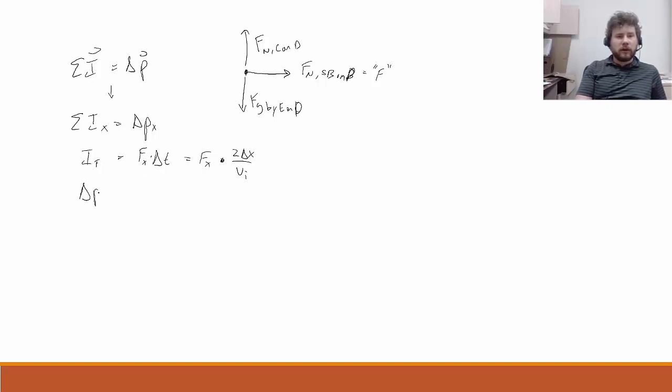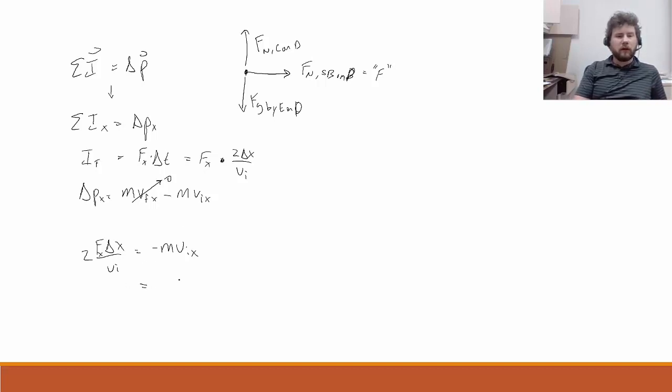And I know the change in momentum is the mass times the final velocity in the x minus the mass times the initial velocity in the x. My final velocity is 0, and so if I put this together, the change in momentum equals the total impulse. I get F delta x over the initial velocity times 2 equals minus mvix. What this is going to tell us in terms of the direction is the force will be in the opposite direction of the velocity, which makes sense because it's slowing down.